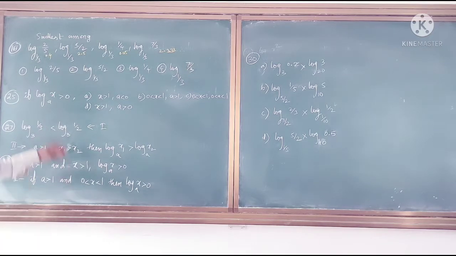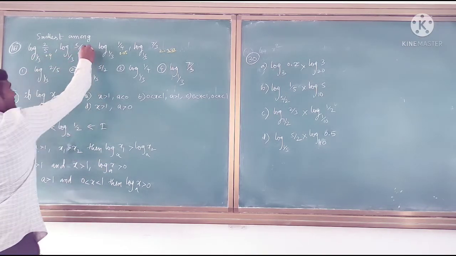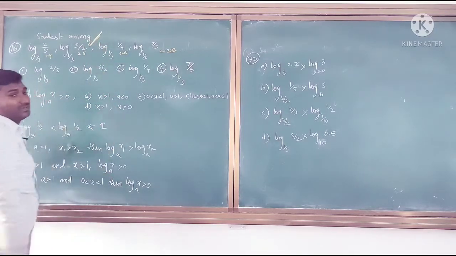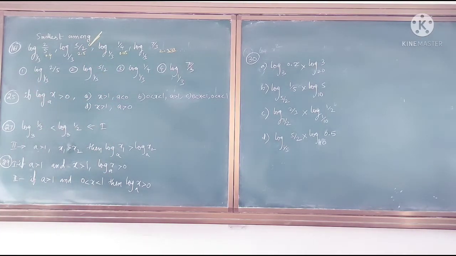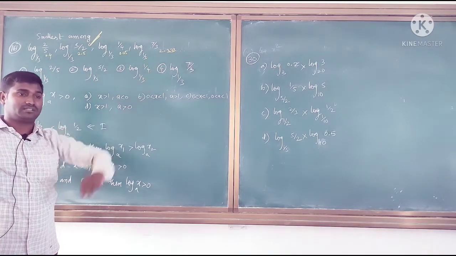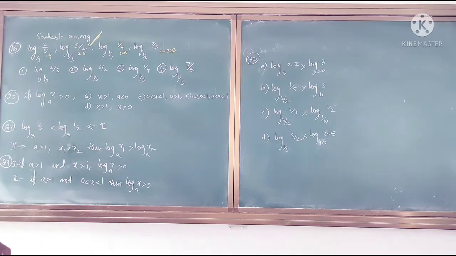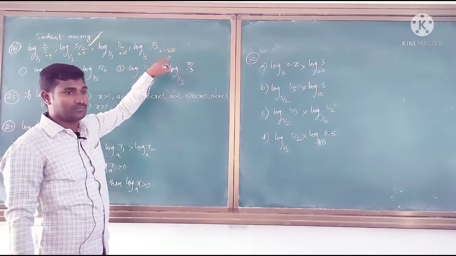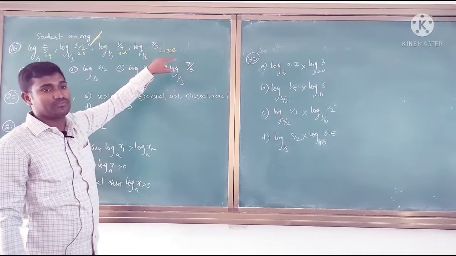So the smallest among log 2 by 5 to the base 1 by 3 and log 5 by 2 to the base 1 by 3, among these 4 numbers, this is the smallest number. Okay. 2.5 is greater than 2.333. 2.3 comes after 2.4, 2.4 after 2.5.